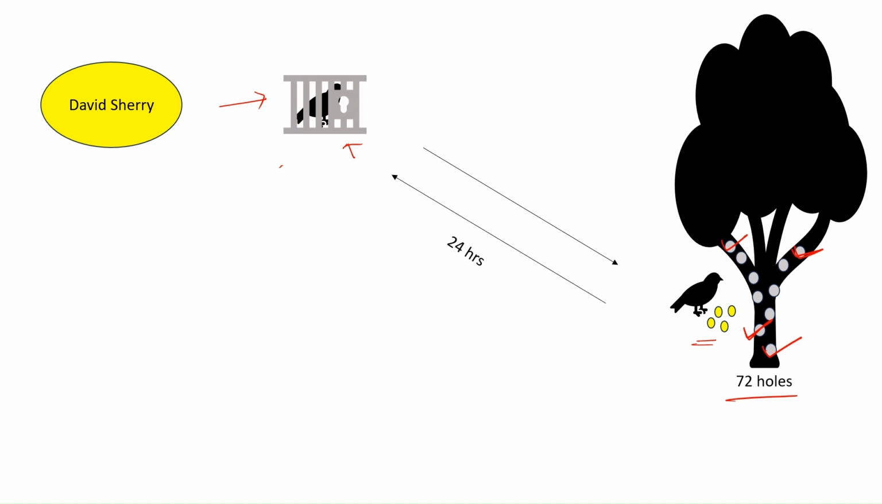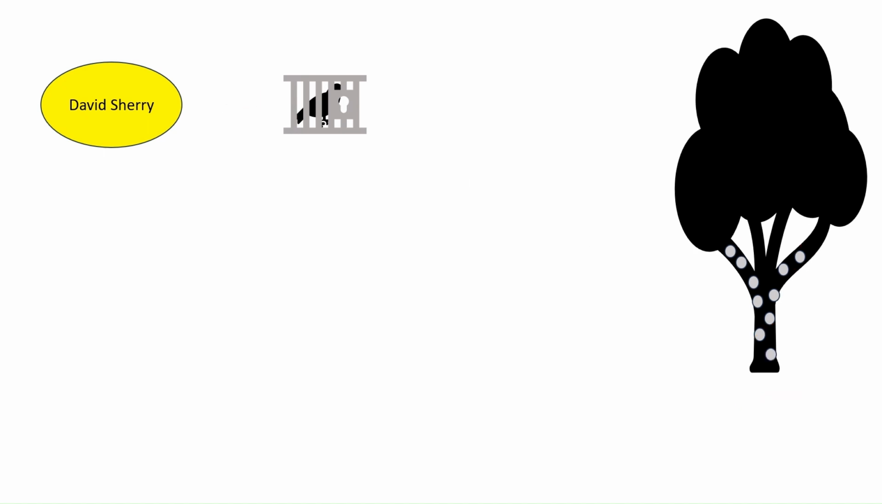Now he again held the chickadee captive for 24 hours. In the meantime, he removed the seeds from the holes and he covered all the holes, all the 72 holes. Then he again released the chickadee.